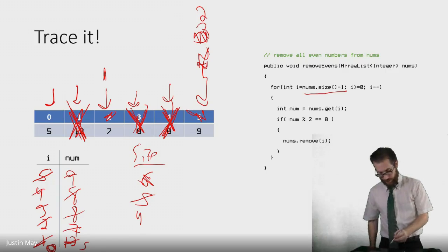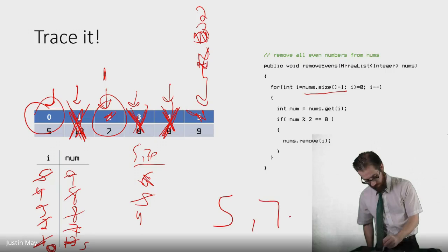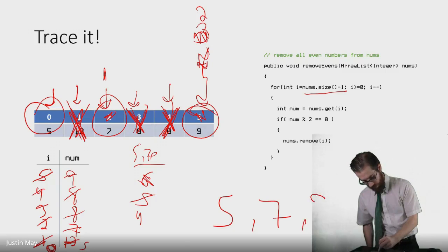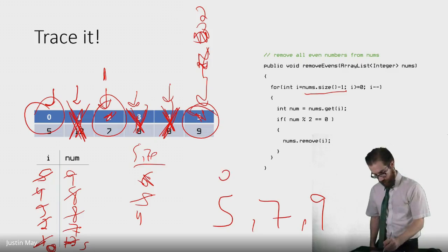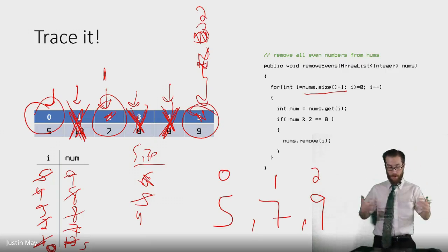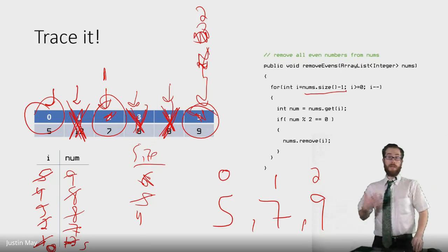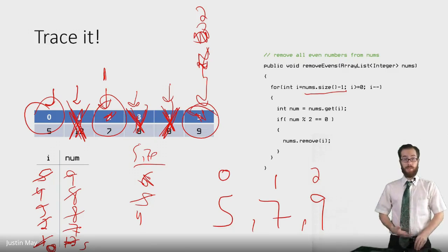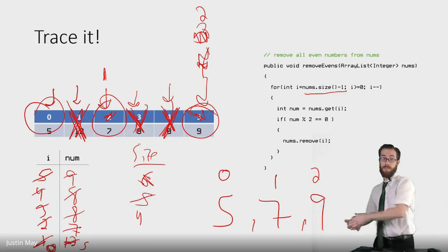And so our list has the values 5, 7, and 9. All the odd values, no even values. And you can see that's index 0, 1, and 2. So when you are removing values from a list, you need to loop backwards. It will work if you loop backwards, but if you loop forwards, you will skip some elements.